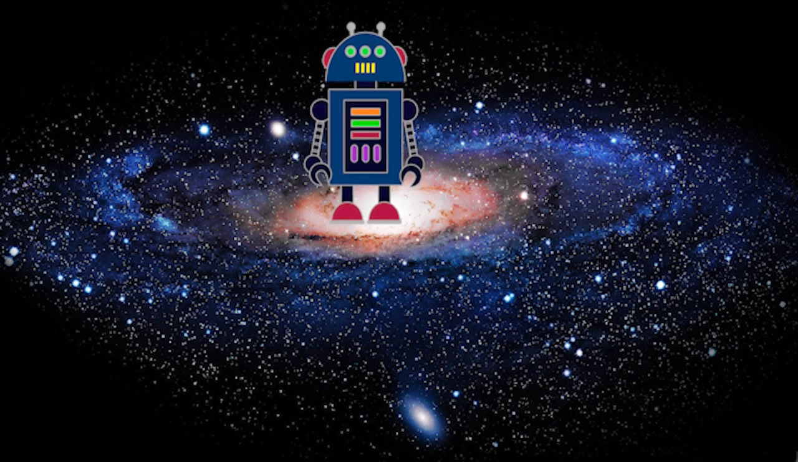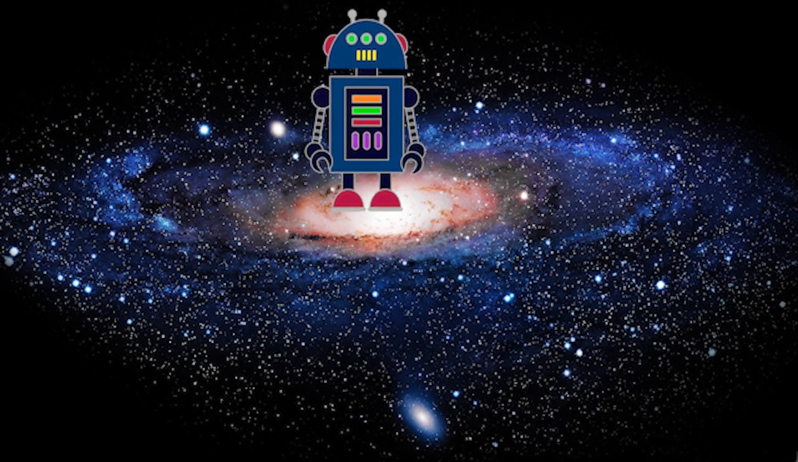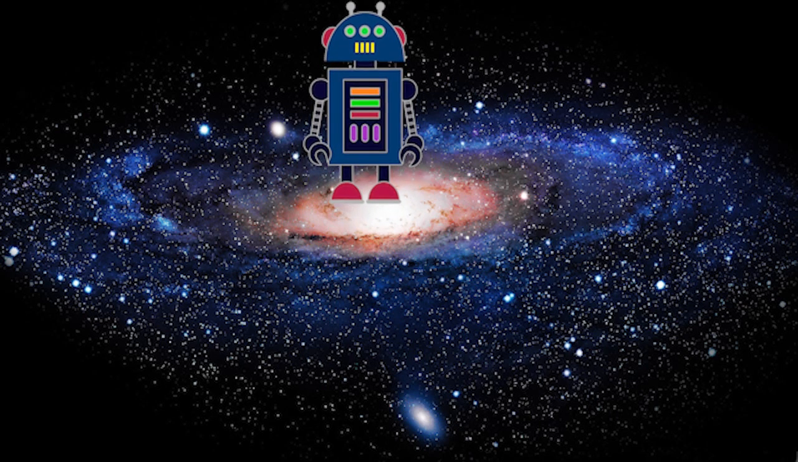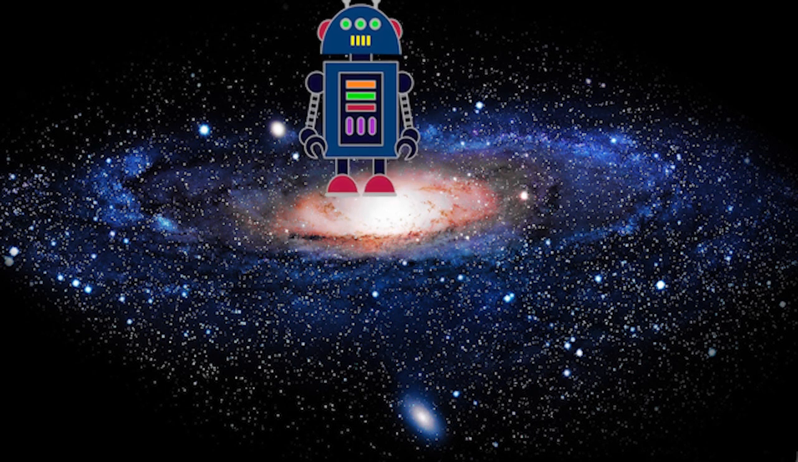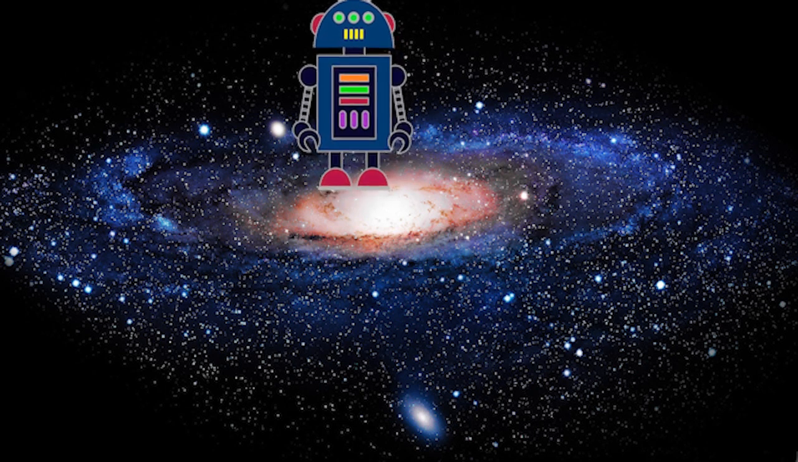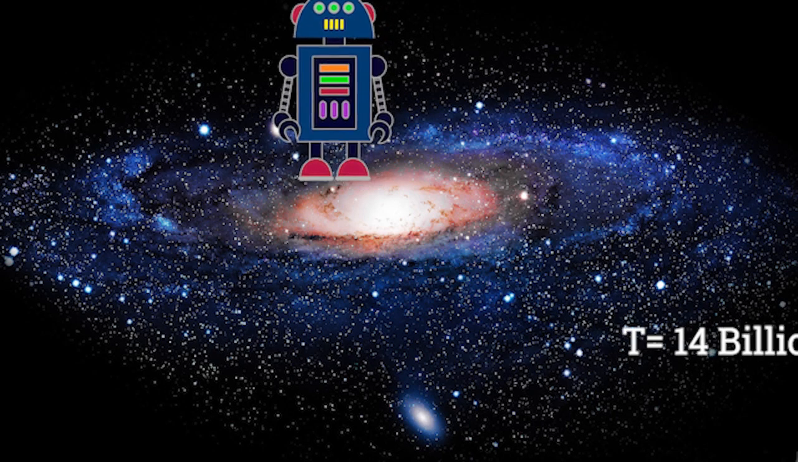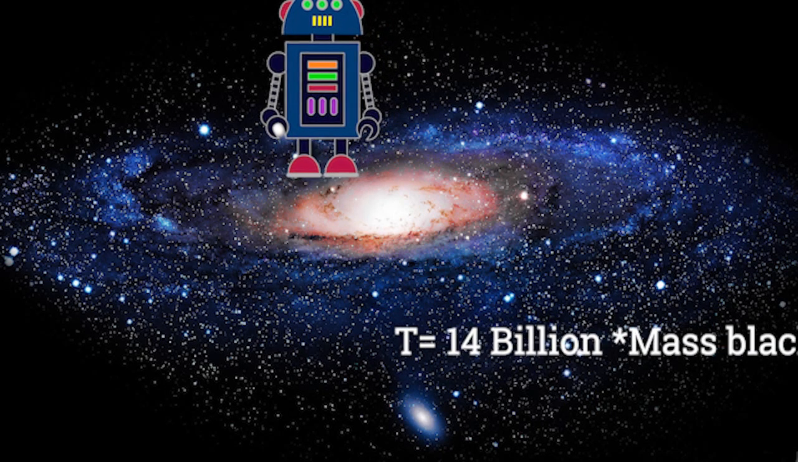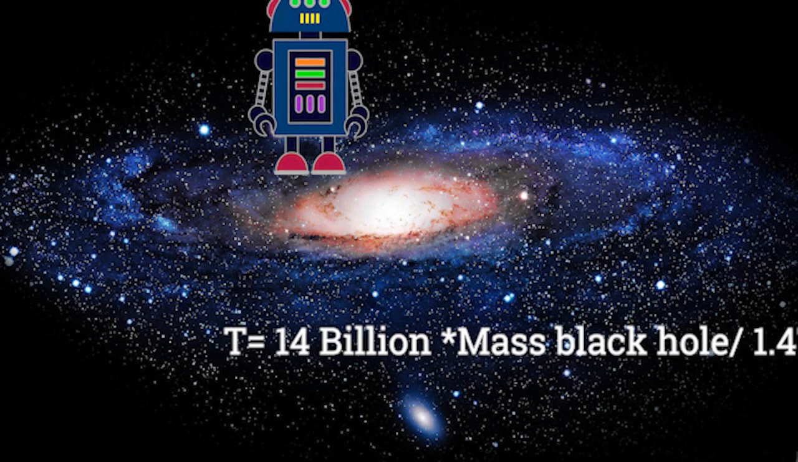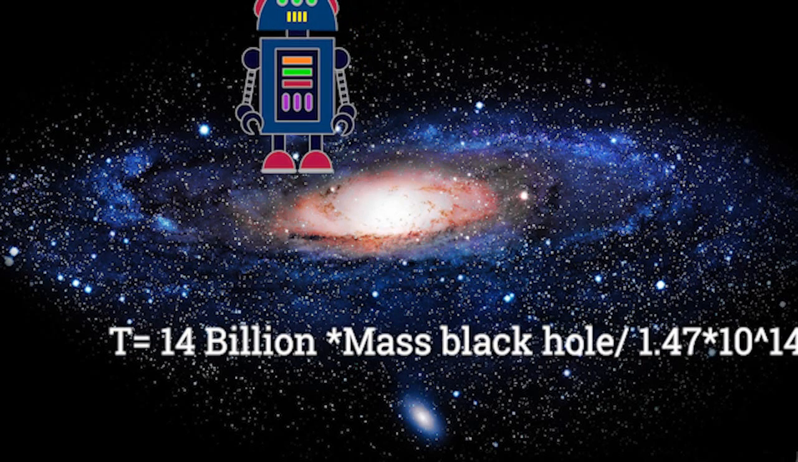So let's consider again a primordial black hole of 200 billion kilograms, and also the lifetime of a black hole in a vacuum that isn't accreting mass. That lifetime can roughly be calculated by the equation T equals about 14 billion times the mass of the black hole in grams divided by 1.7 times 10 to the 14th grams cubed.